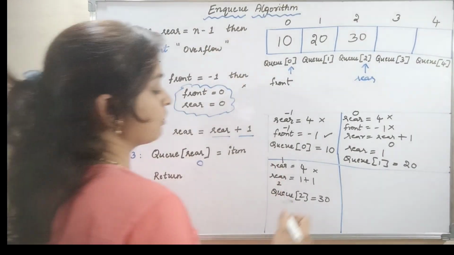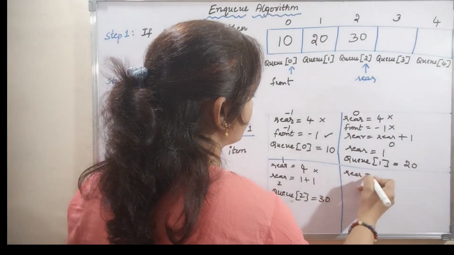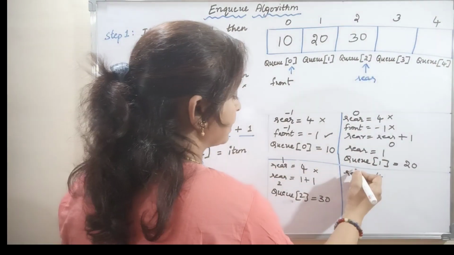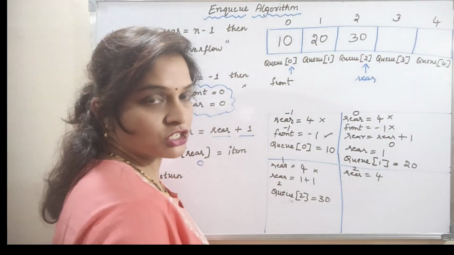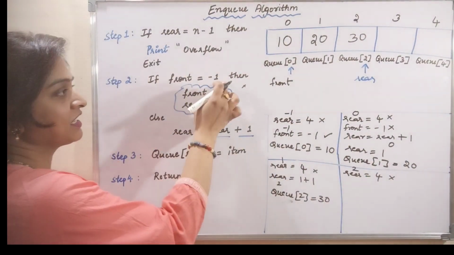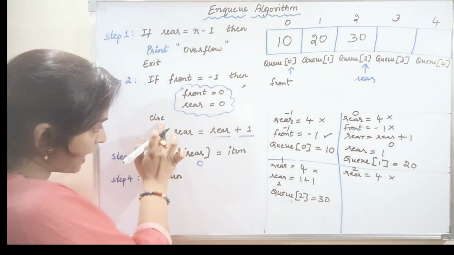Again return. Now check, is rear equal to n minus 1, that is 4. What is rear? Rear is 2. Is 2 equal to 4? No. Condition not satisfied. So I have to come to step 2. Again this condition not satisfied. Come to the else part.